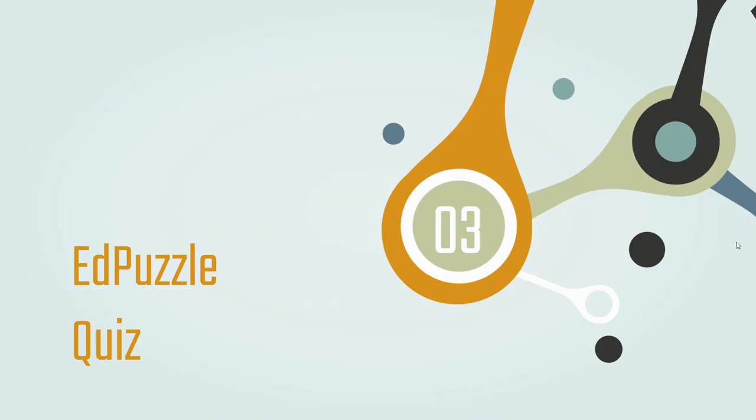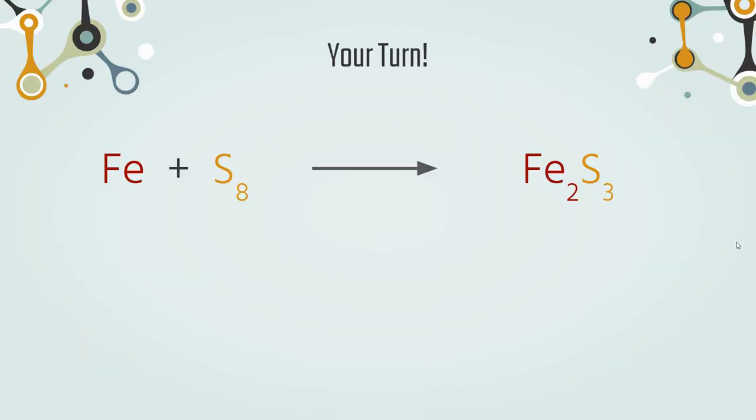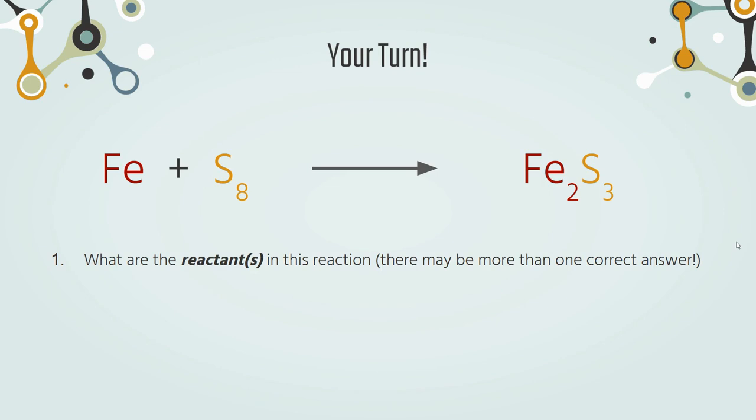Alrighty, let's have you try out the quiz. First, take a look at this reaction on screen. Our first question is going to be, what are the reactants in this reaction? So which of these chemicals are our reactants? And note, there may be more than one correct answer, so select all correct answers. What are our reactants?